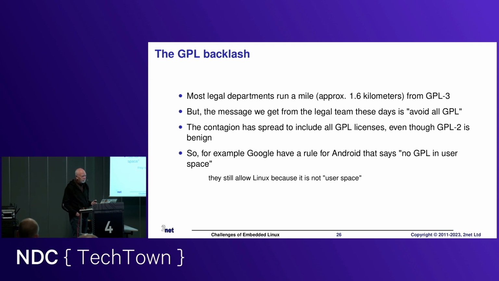So I do a certain amount of work with Android. Google don't like GPL. They have a rule that says no GPL in user space. And so if you look at Android, it's kind of weird in many ways. One of those ways is it has a non-POSIX C library. The C library is called Bionic. It's a terrible C library. It's the worst C library you've ever seen.